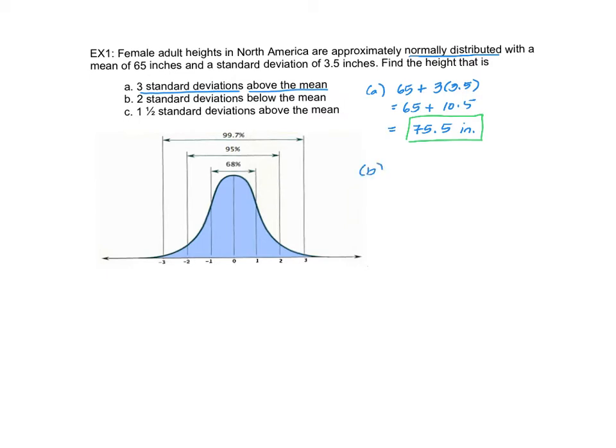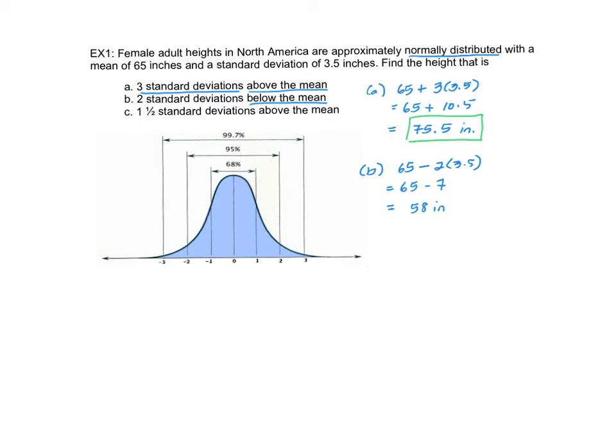Part B, we need to find the height that corresponds to 2 standard deviations below the mean. So be careful, because below the mean means that we're going to start with our mean of 65 and take away 2 standard deviations. So we're going to subtract 2 times 3.5, which would be 65 minus 7, and then that's 58 inches.